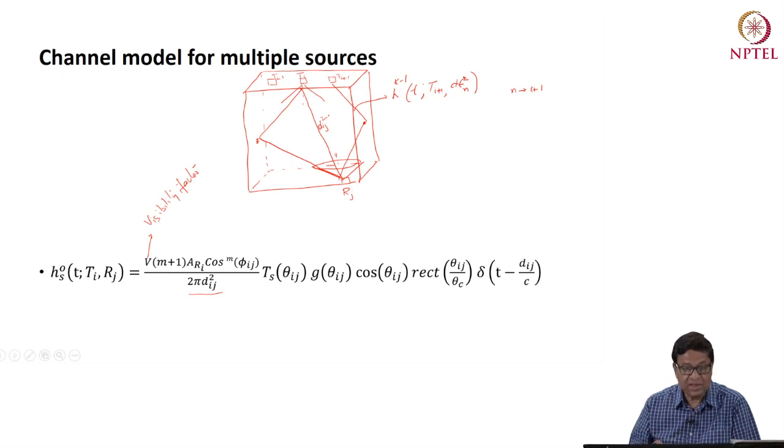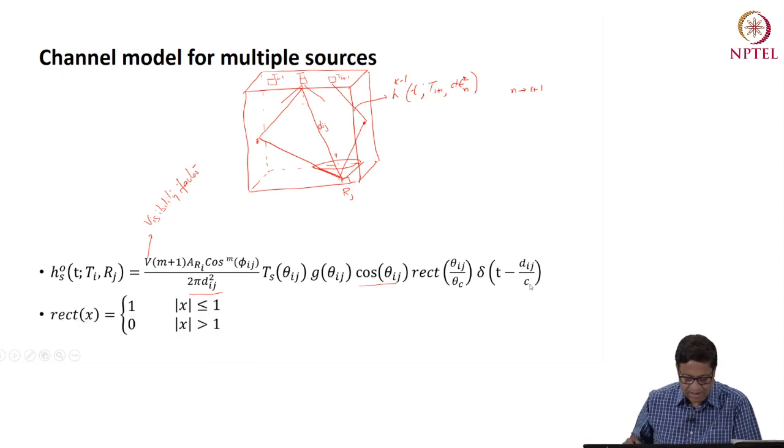This is for one source Ti. Similarly, you will have it for Ti minus 1 and Ti plus 1 and whatever number of sources you have. So cos theta ij, and this is a rectangular function of theta ij and theta c, depending on whether the light is falling within the cone. And as we know, these are line of sight, so they are all Dirac delta functions. So this is represented here as delta of t minus Dij divided by c, where Dij is the distance. This rectangular function is again rewritten here.